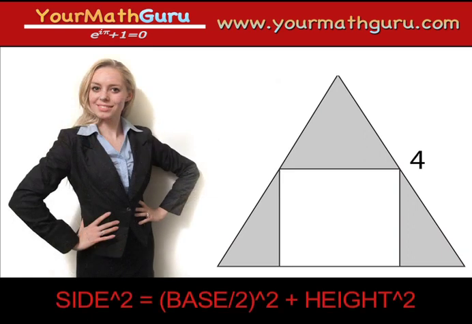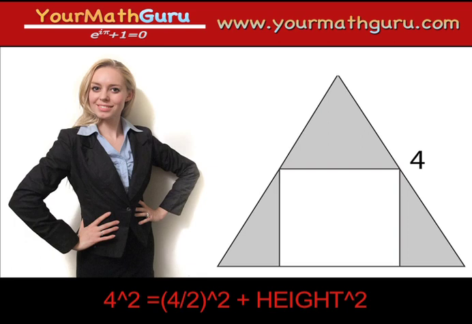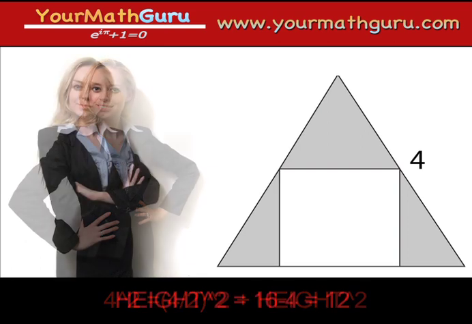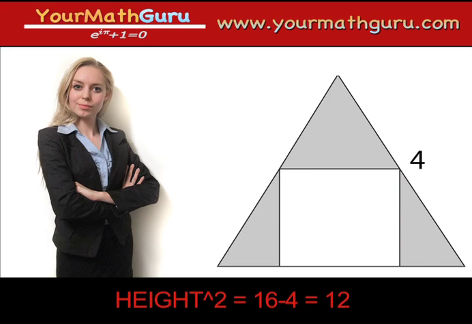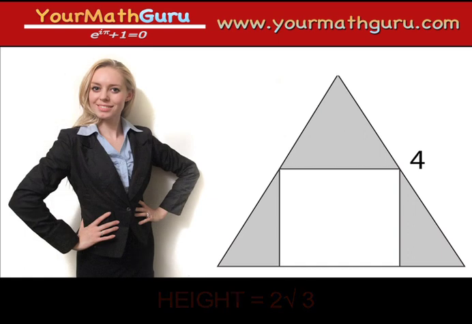Side squared is equal to (base over 2) squared plus height squared. In the equilateral triangle, base is equal to the side. Hence, 4 squared equals (4 over 2) squared plus height squared. Height squared is equal to 12, hence uppercase height is 2 square root of 3. That's the height of the large triangle. Then we substitute in the similar triangle equation recently mentioned.